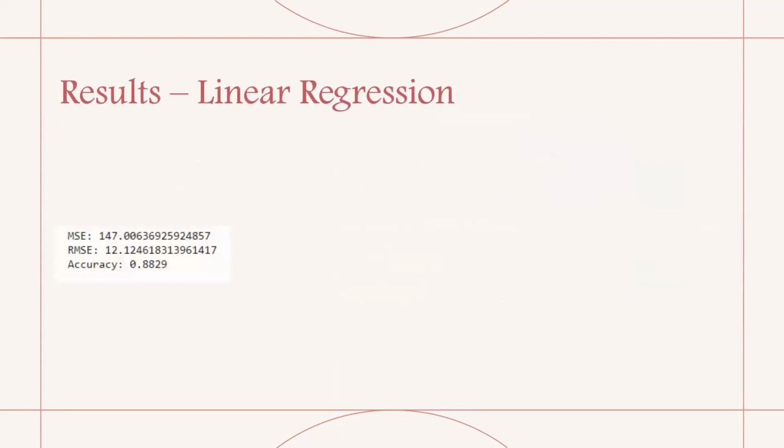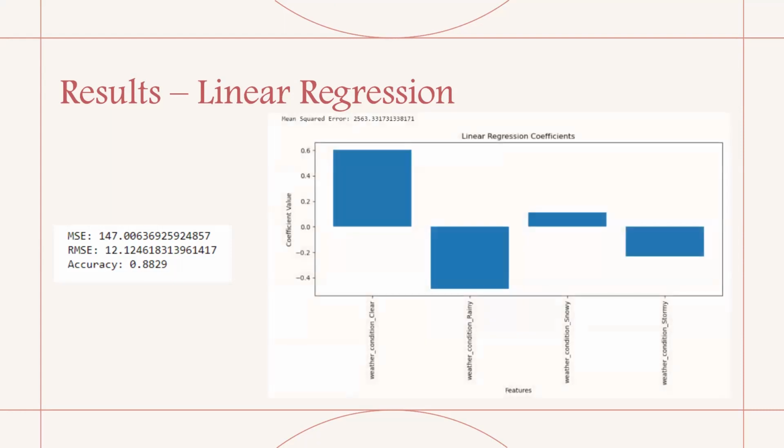So the results that I've got from the linear regression, as we can see, for MSE it's 147, RMSE is 12.12, and the accuracy I'm getting is 88%. This is the visual of the feature importance I'm getting, where I've taken four weather conditions: clear, rainy, snowy, and stormy. In the linear regression, it's showing that clear is of more importance as it's giving a positive coefficient value as compared to the rainy, snowy, and stormy. Rainy and stormy are giving negative.